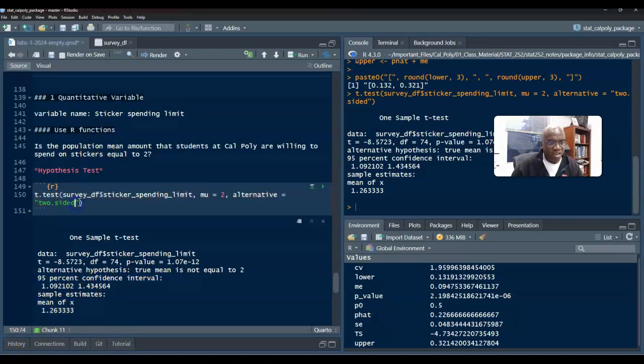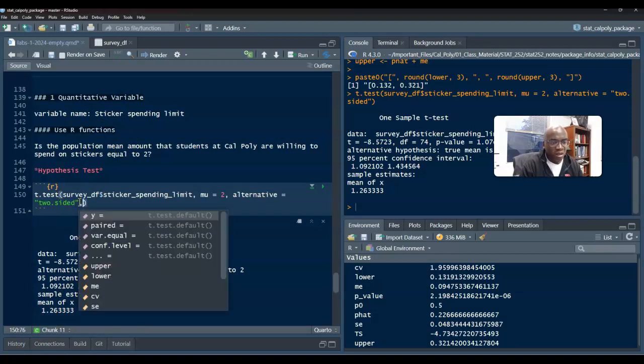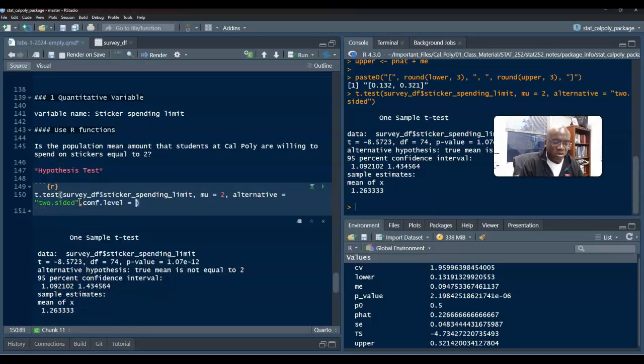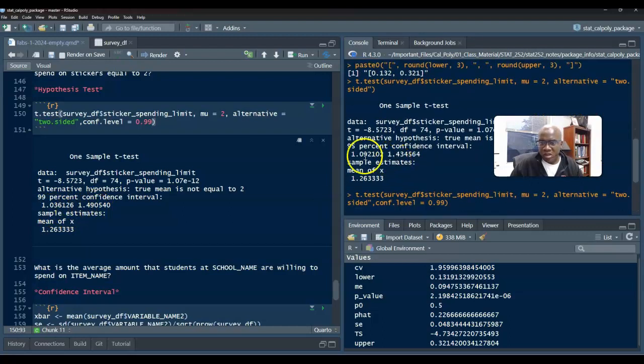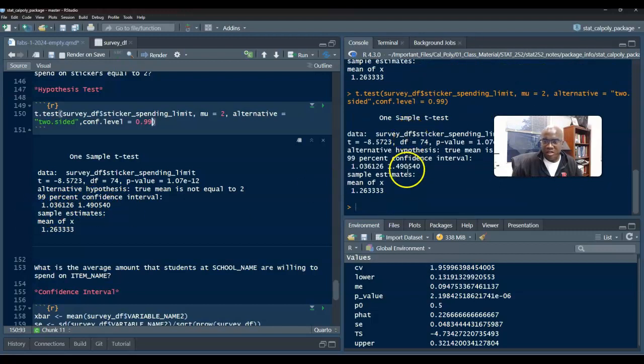With that being said, I can change the level of confidence. I can say conf level is equal to 0.99. I think that's how it works. We'll see. Okay, so now we have 1.36 to 1.49, whereas before it was 1.09 to 1.43. For those students that didn't believe me that the confidence interval gets wider, this is proof. It's getting wider with more plausible values when you increase your level of confidence.